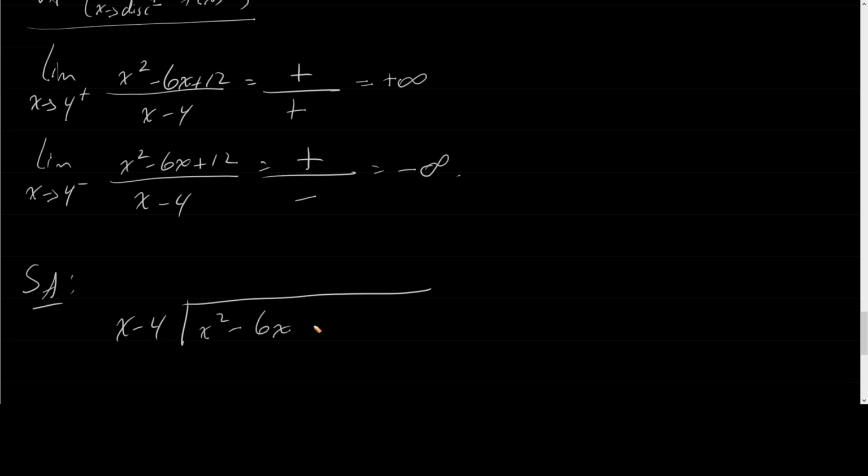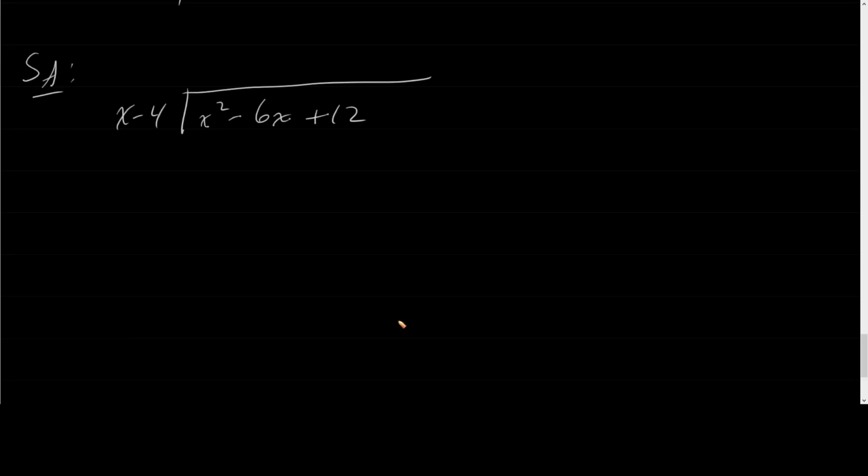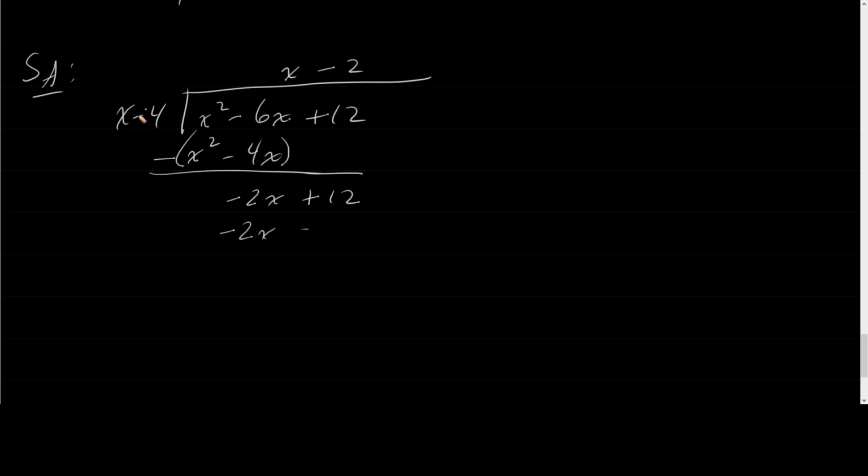x squared minus 6x plus 12. And as we do this long division, well, what do we do? We say x into x squared, x. X times x is x squared. X times negative 4 is negative 4x. Subtract: negative 6x plus 4x, right? Minus negative is plus. I end up with negative 2x plus 12. X into negative 2x is just negative 2. Negative 2 times x is negative 2x. Negative 2 times negative 4 is positive 8. Subtract. Negative 2x minus negative 2x goes away. 12 minus 8 is 4.